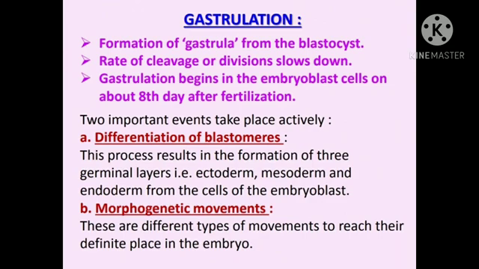Coming to the next one, morphogenetic movements. These are the different types of movements that cells make to reach their definite place in the embryo.